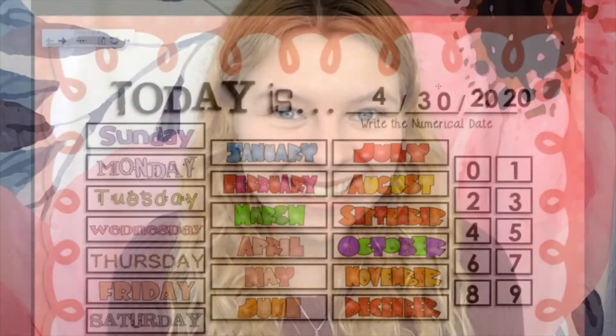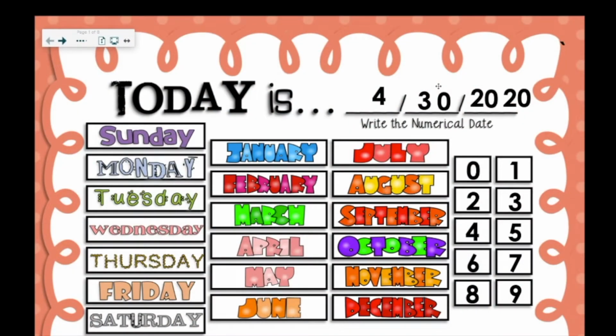Thursday. It is the last day of our month and the last day of this calendar, but we have one more 2D shape to work with, and we also have a riddle to solve with all those letters we've been having. So let's get started. Up at the top we have our numerical dates, so 4 for April and 30 for the last day of April, and our year is 2020.